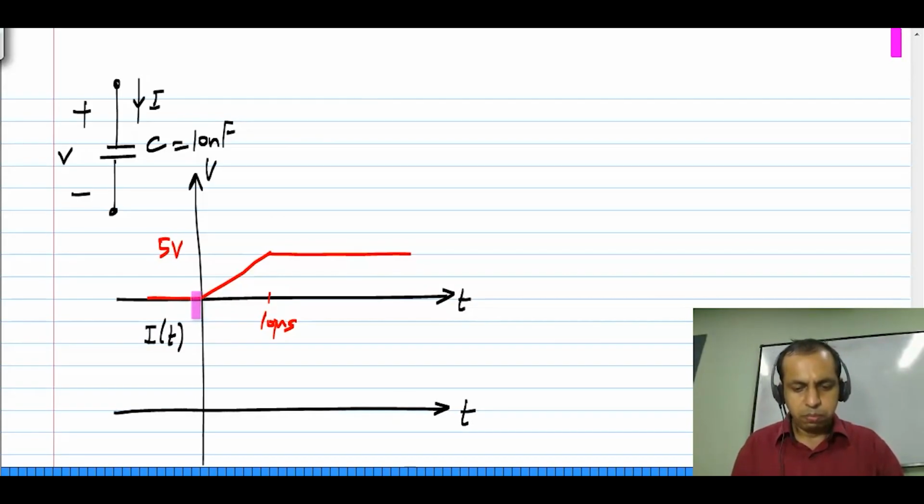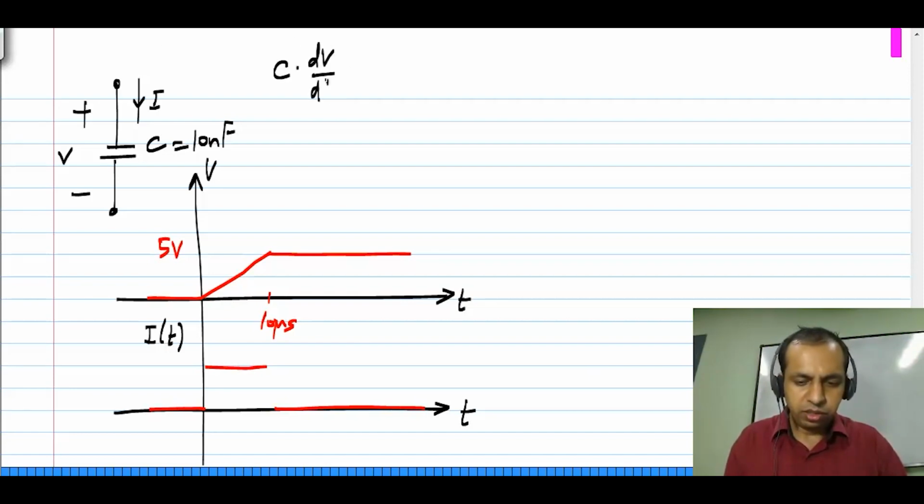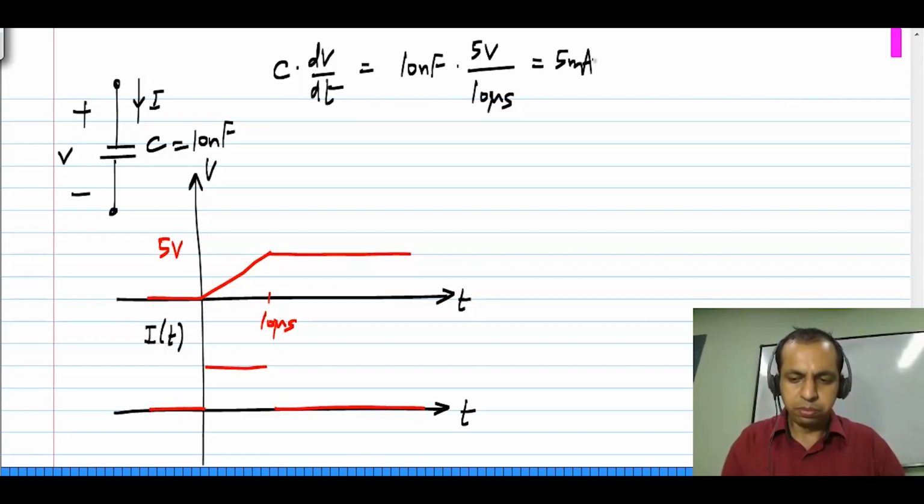We know that before t equal to 0, the voltage is constant, so the current is 0, and after t equals 10 microseconds, the voltage is again constant, so the current is again 0. But between these two intervals, the current, which is C dV/dt, is 10 nanofarad times 5 volts divided by 10 microseconds, which will be 5 milliamps. So over this interval, because I assumed a straight line variation in voltage, we have a constant current of 5 milliamps, otherwise it is 0.